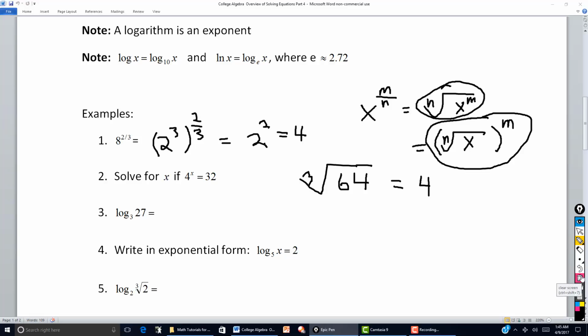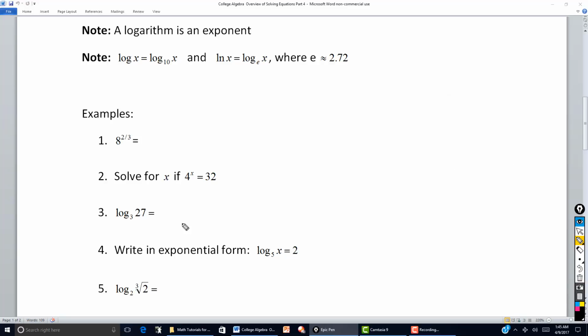Let's clear this. And again, I remind you that in these videos, if I'm going too fast, just go ahead and stop the video and look at what I've done, rewind it, and so forth. So let me clear this. Okay, the next one is a very basic exponential equation. Solve for x if 4 to the x is equal to 32.